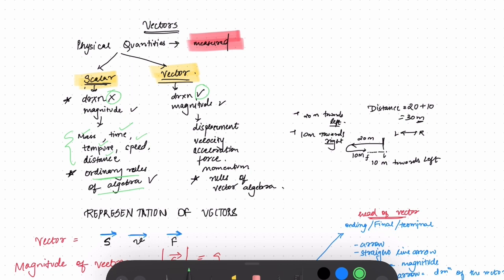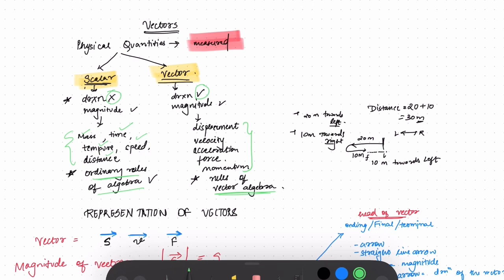What are vector quantities? Vector quantities are the quantities which require magnitude as well as direction for the representation. For example, displacement, velocity, acceleration, force, momentum. Now these might sound new to you. This is exactly what physics is about, all these quantities. These vector quantities follow the rules of vector algebra, which is a little different from the ordinary rules of algebra because they take into consideration direction.